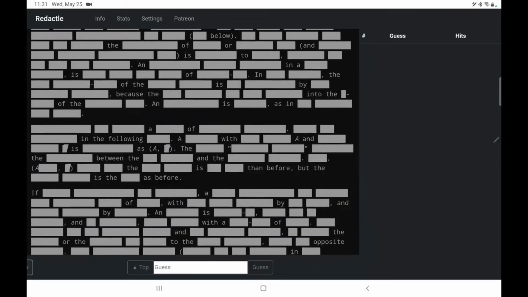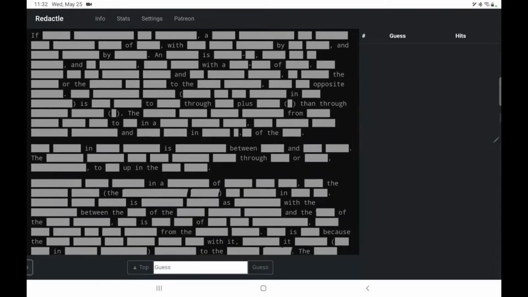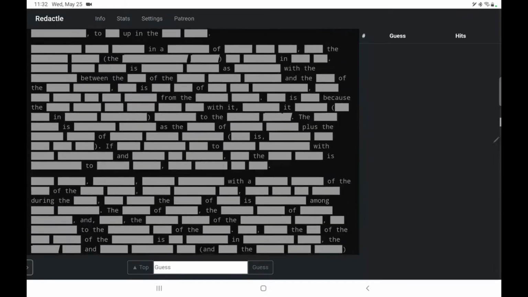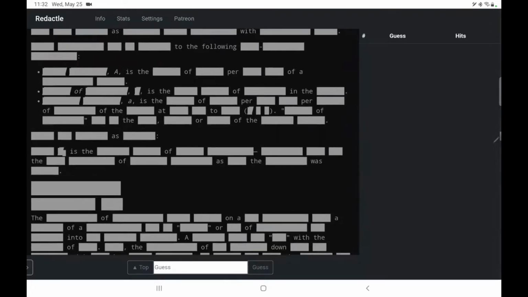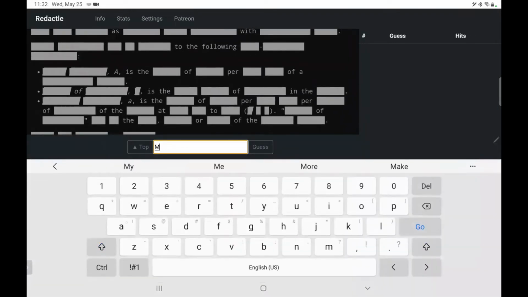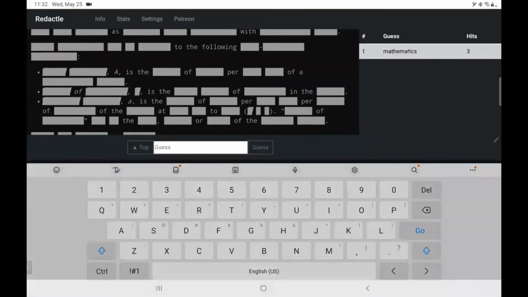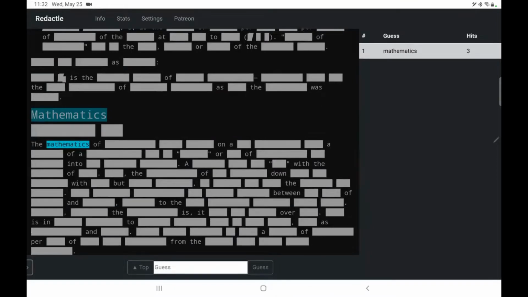When I see "per", I think maybe it's something scientific. And this is interesting, in parentheses, a comma something. That makes me think of mathematics. And here we see plus. So yeah, I'm going to start with mathematics. 3 hits. The mathematics of.